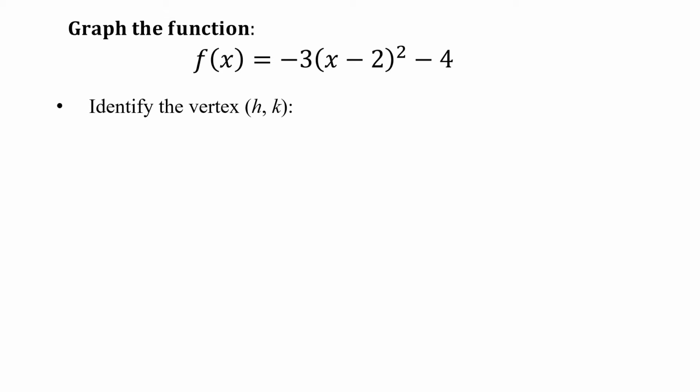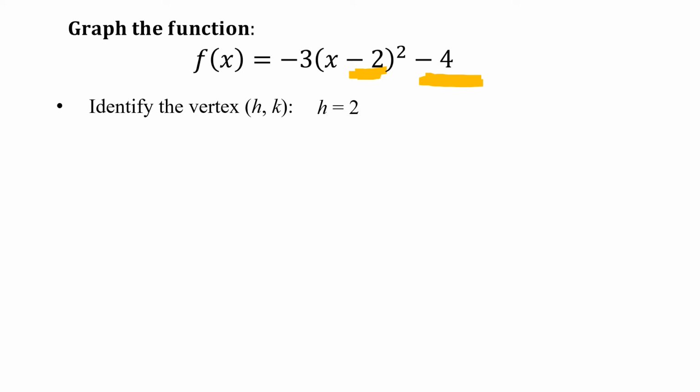We first need to identify the vertex (h, k). So with this vertex, look inside the parentheses and you'll see a minus 2. In the regular form of the vertex, inside the parentheses is a minus sign. And if that's the case, then we know that my h value is going to be positive, so h is 2. On the outside of the parentheses, you'll see a minus 4.